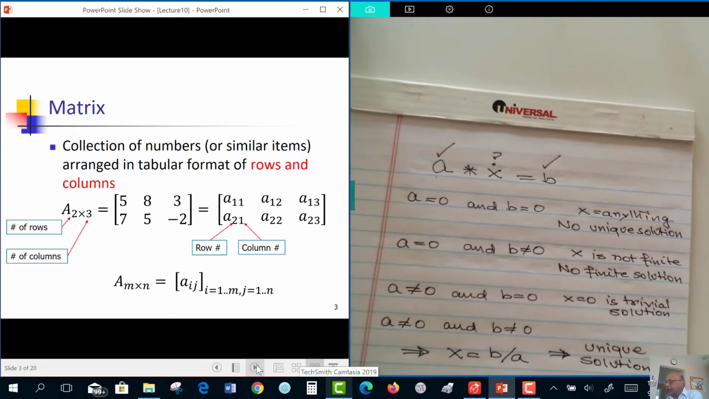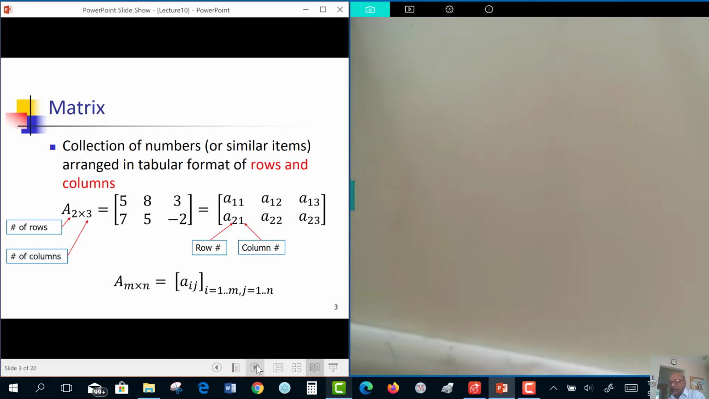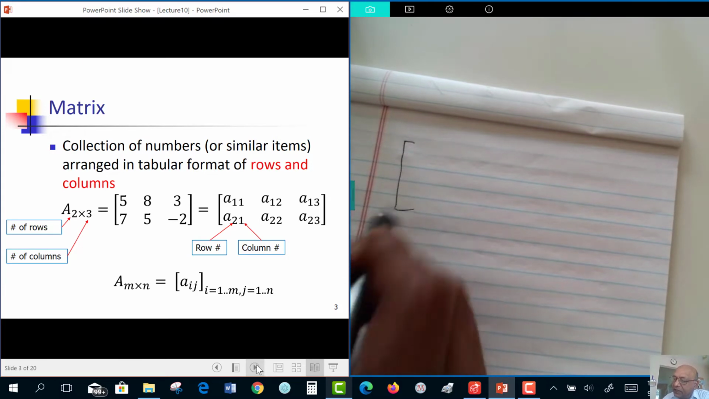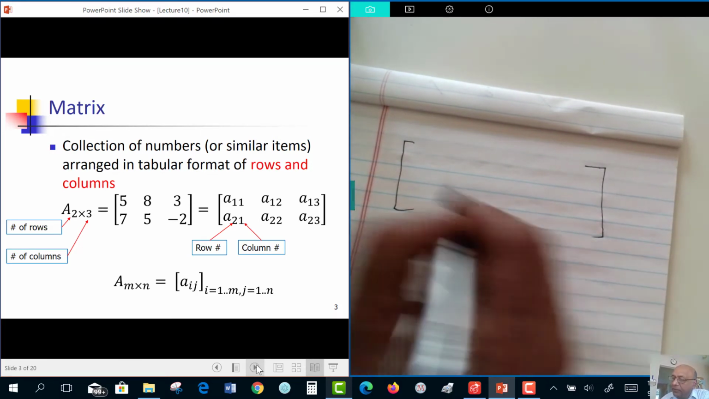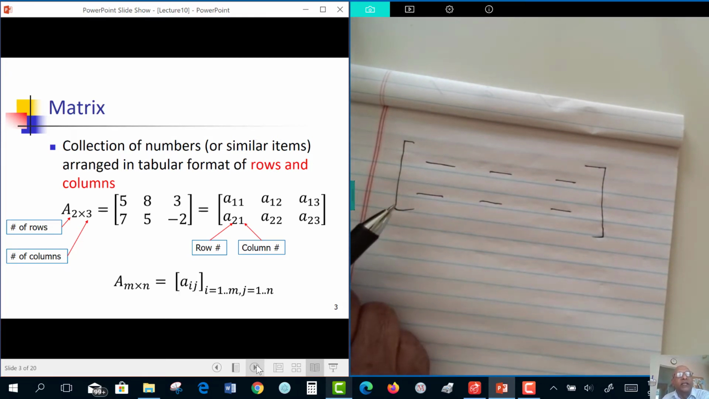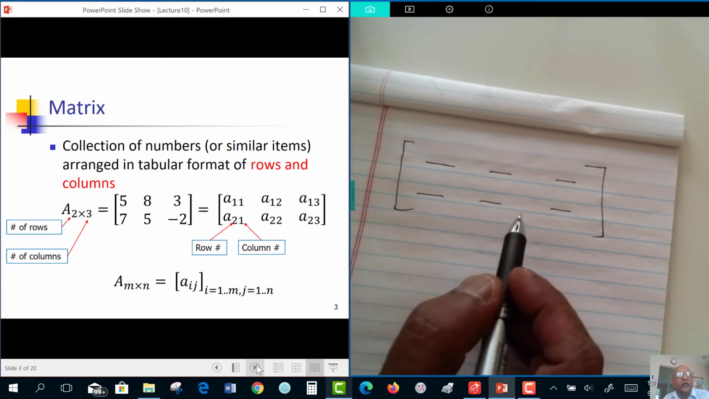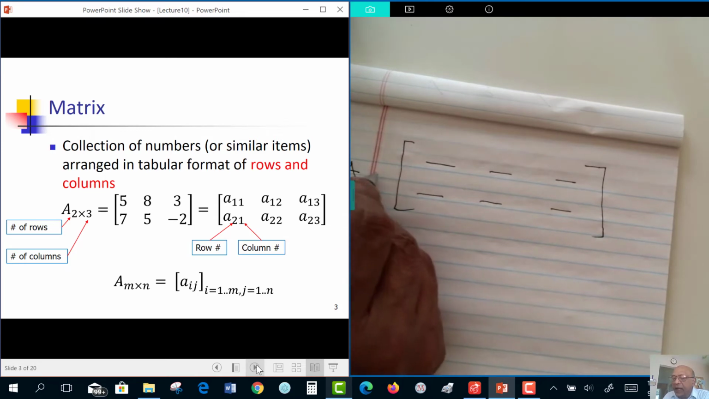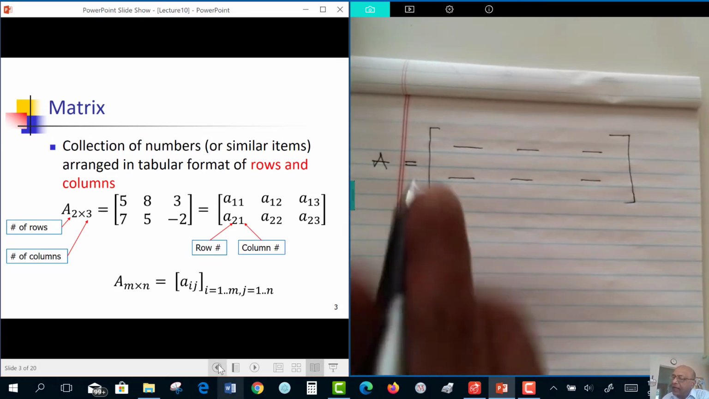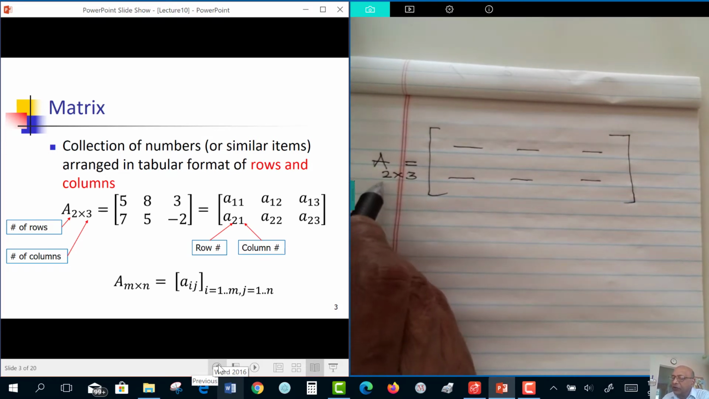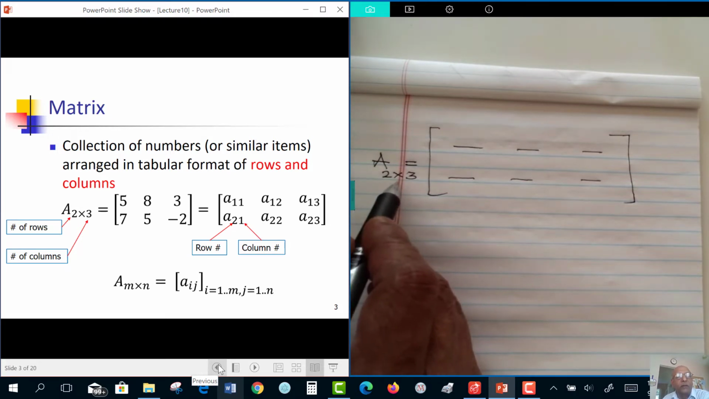So let's begin by talking about what is really a matrix. A matrix is really a collection of things that are arranged in a tabular form. So if we arrange things in a tabular form made up of rows and columns, we call it a matrix. So this matrix we call A, and it has 2 rows and 3 columns. We always show the size using subscript. First is always the number of rows followed by the number of columns.